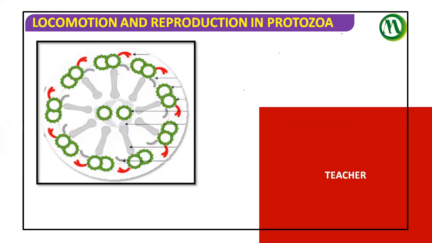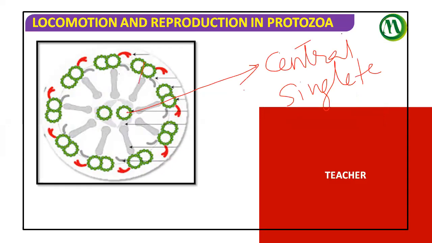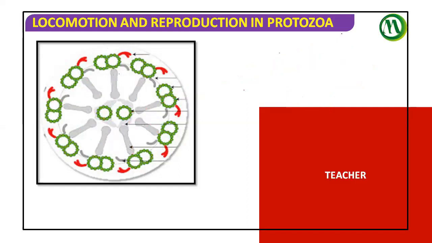So let me show you. These are the singlets, the 2 central singlets. These 2 are called the 2 central singlets. And 9 peripheral microtubular doublets: 1, 2, 3, 4, 5, 6, 7, 8, 9. The 9 peripheral microtubular doublets are present here, and the singlets are connected to these microtubular doublets with the help of radial spokes.